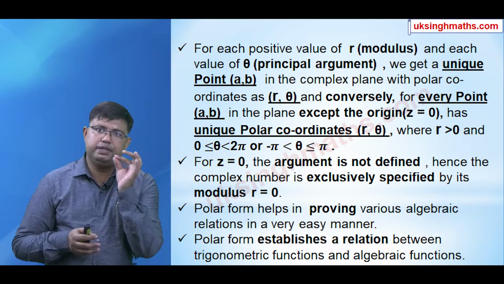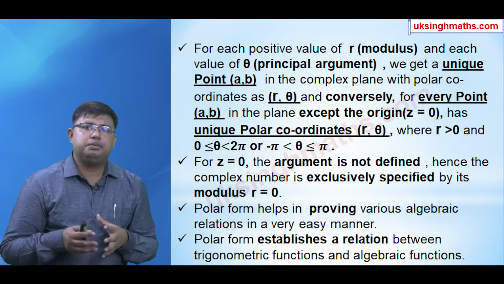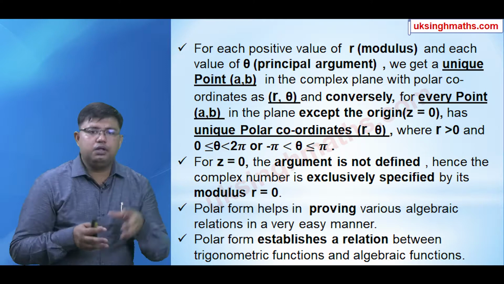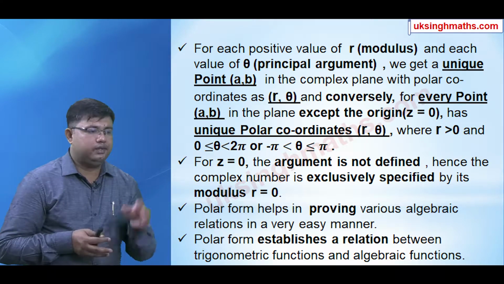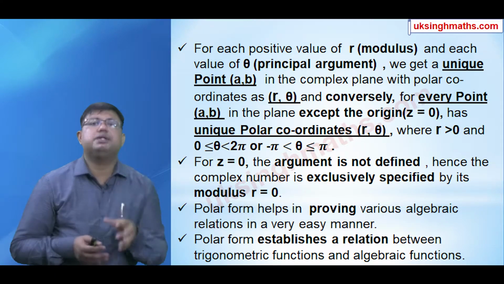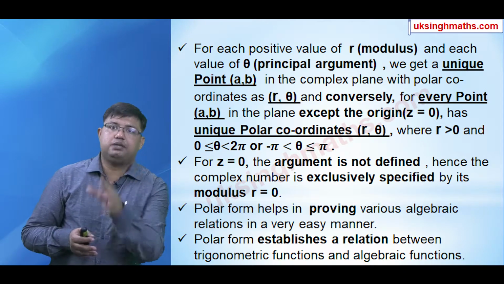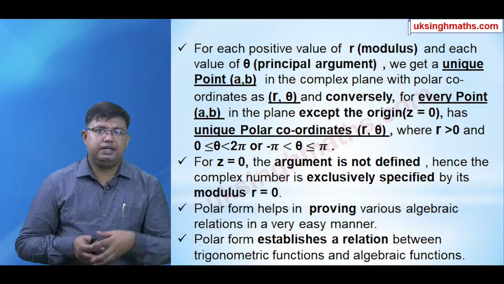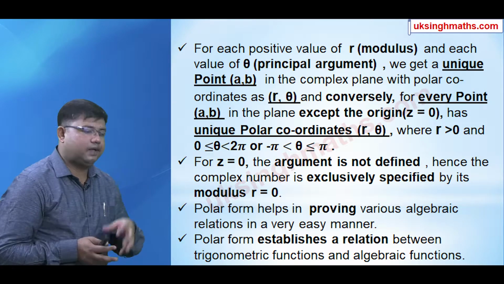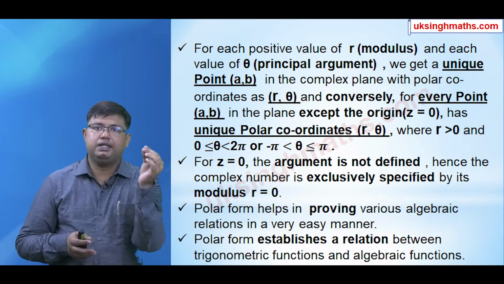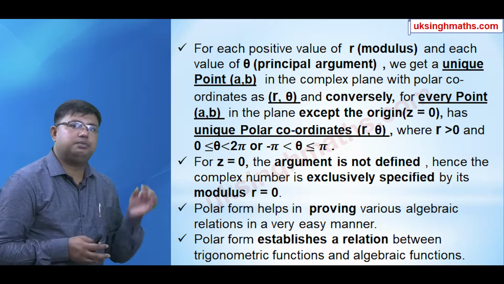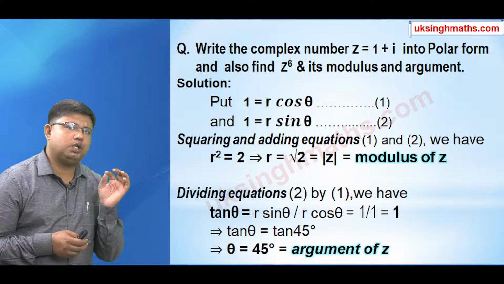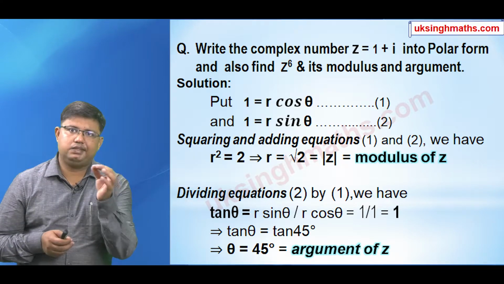This polar form is very useful and used in proving various algebraic relations in a very easy manner. Polar form establishes a relationship between trigonometric functions and algebraic functions. We already know about the exponential functions, and various trigonometric ratios can be expressed in terms of those exponential functions, or Euler form. Now let us understand this concept of polar form with the help of an example.